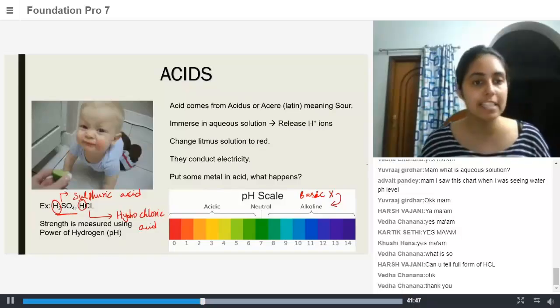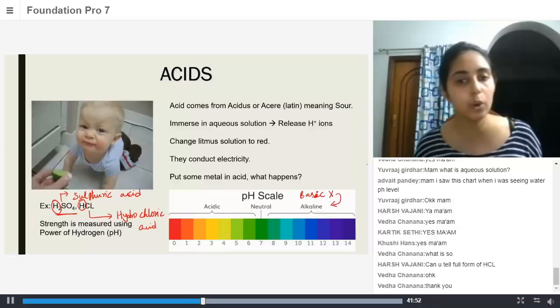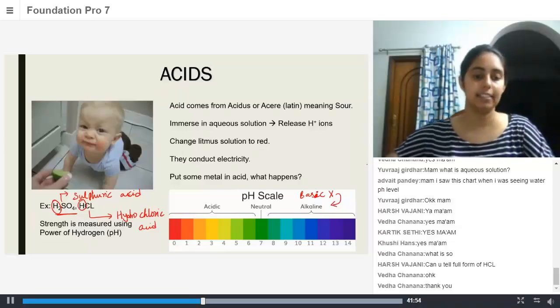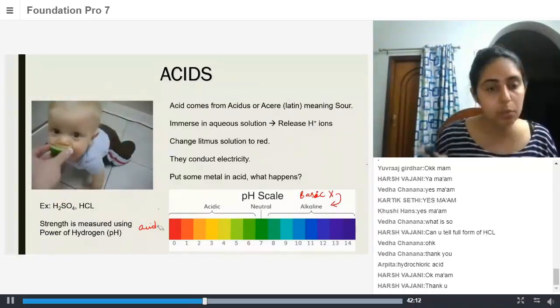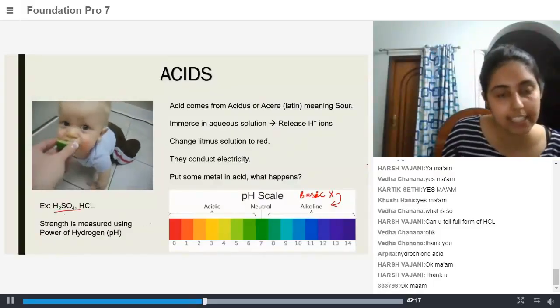Can you tell the full form of HCl? HCl is hydrochloric acid. So what are these things? This is sulfuric acid and this is HCl.